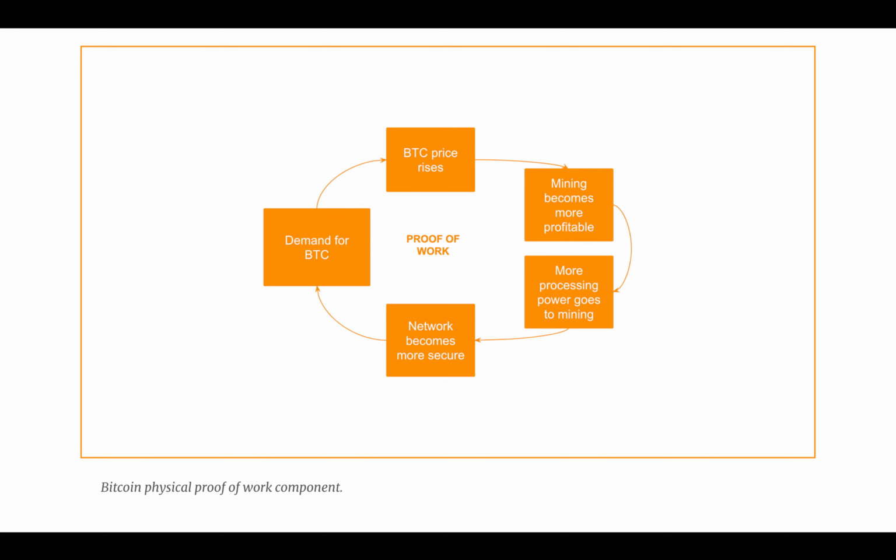4. More processing power goes to mining. As miners invest in more and better gear, more processing power goes to mining. Therefore, collectively, they increase the aggregate hash rate of the network. 5. The network becomes more secure.